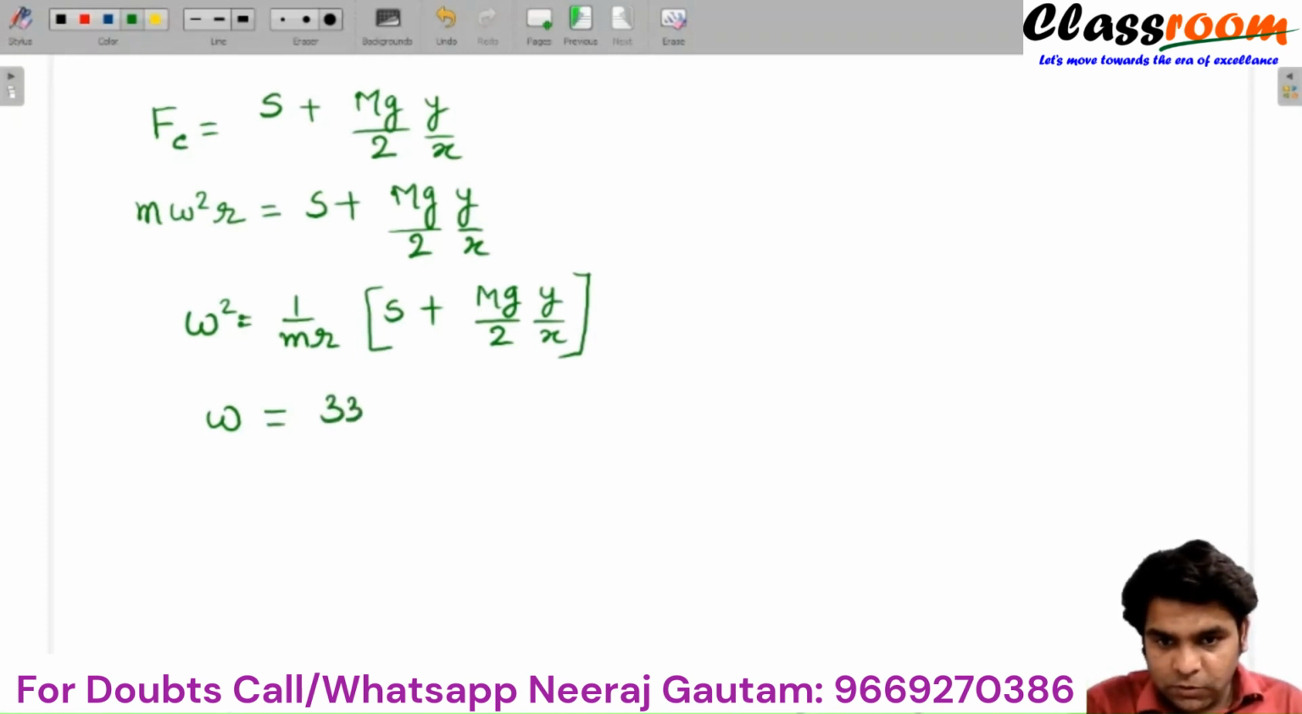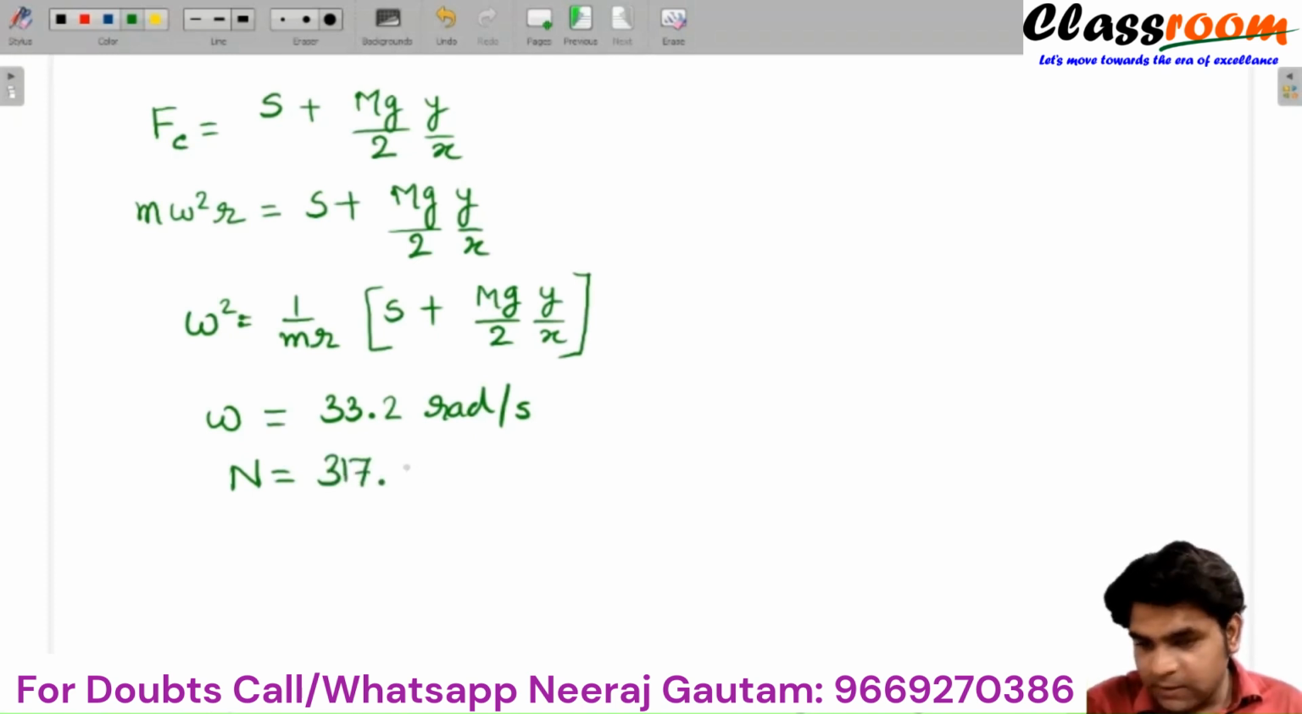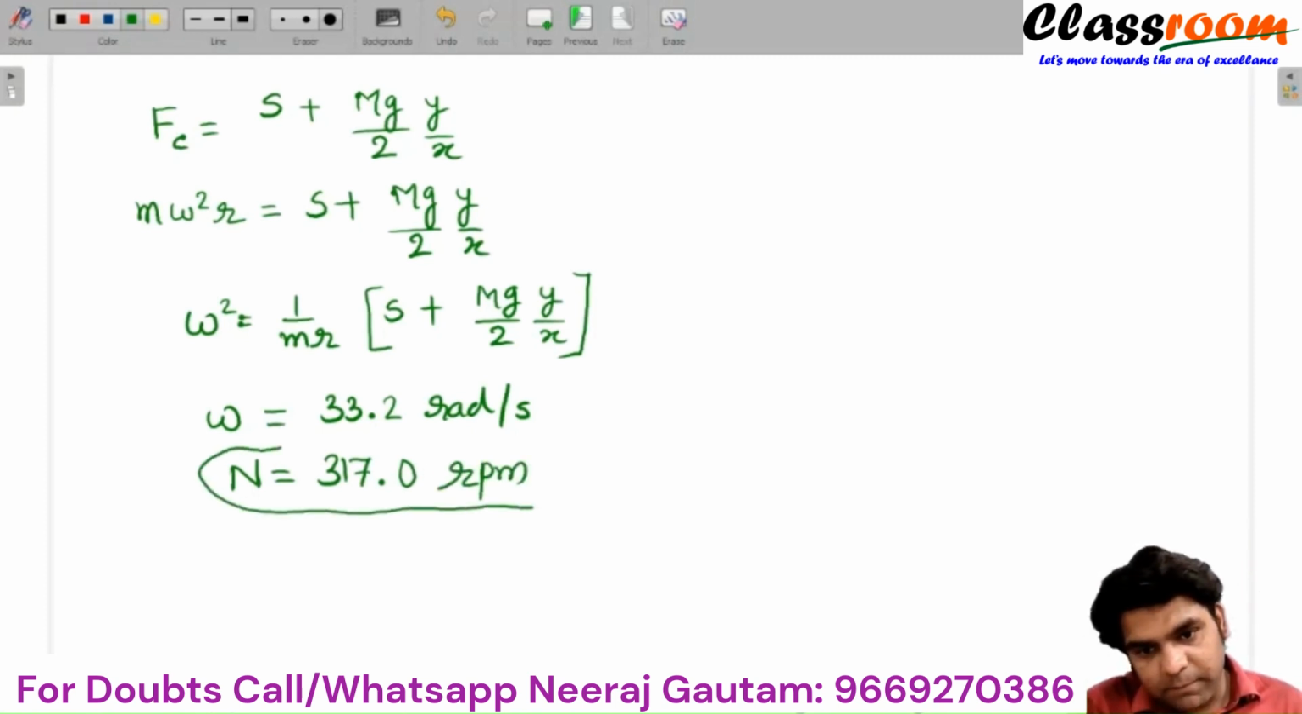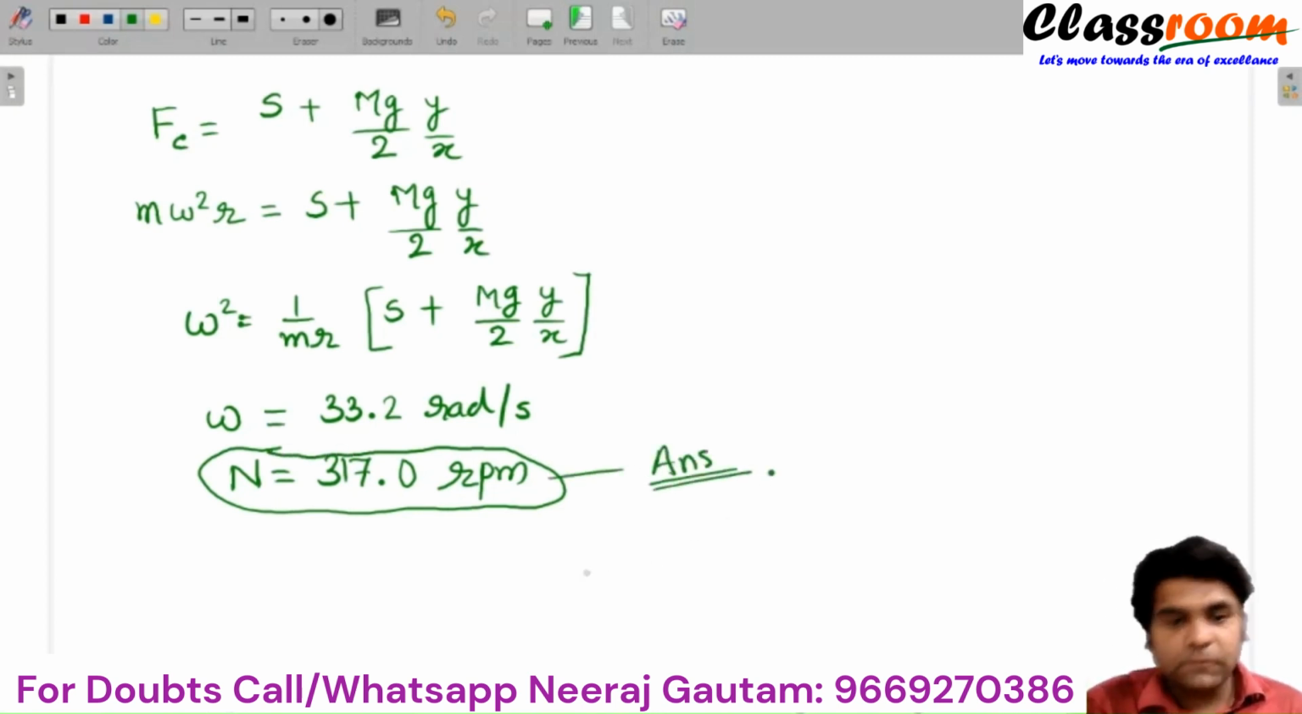33.2 radians per second. The value of N, that is rpm corresponding to this omega value, is 317.0. So this is our first answer to this problem. The first required thing, that is the speed at the mid position, is this.